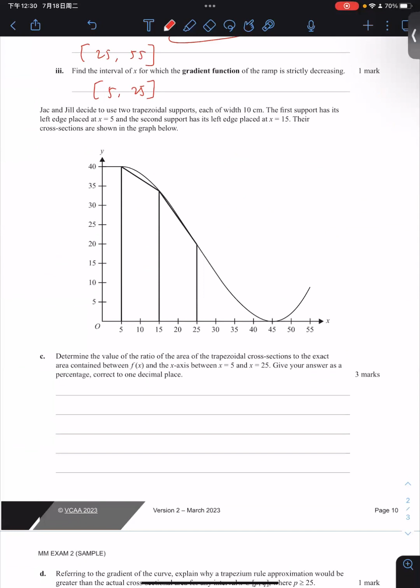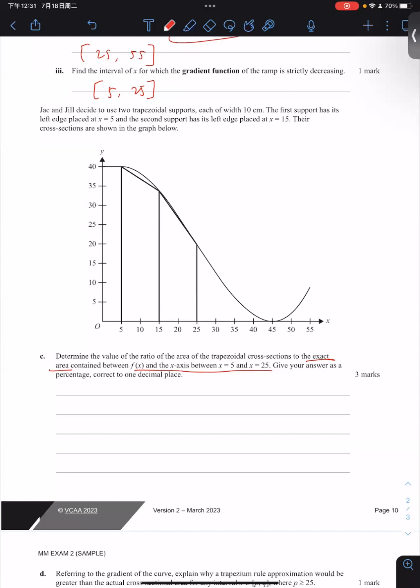Jack and Jill decided to use 2 trapezial supports, each with 10 centimeter. The first support has its left edge placed at x equal to 5, and the second has its left edge at x equal to 15. Their cross-sections are as shown in the graph below. Determine the value of the ratio of the area of the trapezial cross-section to the exact area contained between f(x) and the x-axis between x equal to 5 and x equal to 25. Give your answer as a percentage, correct to 1 decimal place.